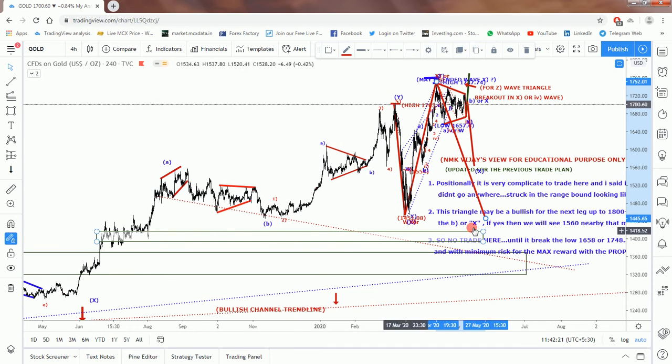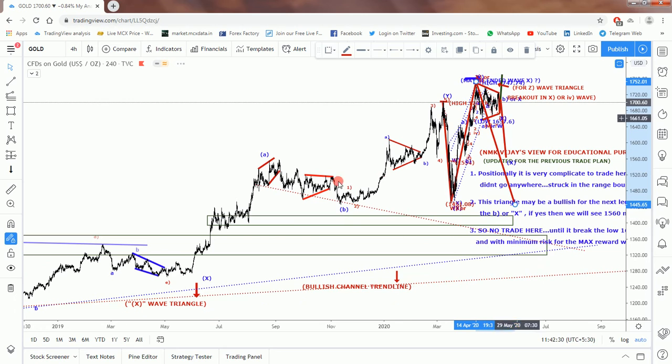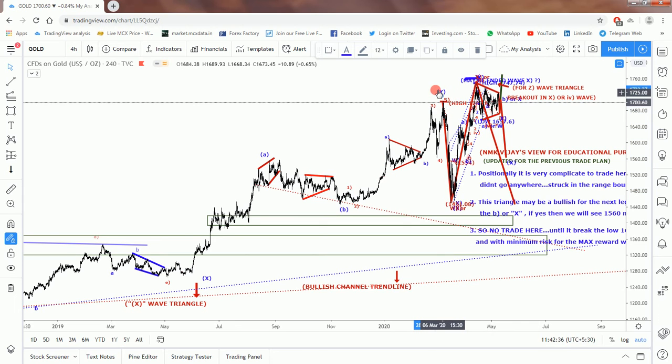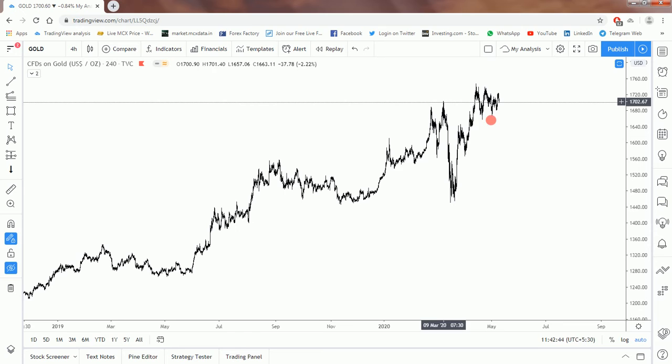So that will be an expanded flat for the X, and then Z we have to continue because A is done, B is done, C is also in a diagonal formation. So Y is already completed. If Y is completed, we don't want to break this high. So this is the Y, we don't want to break this high, we have to decline from here itself, but it has already broken the high in an irregular flat.